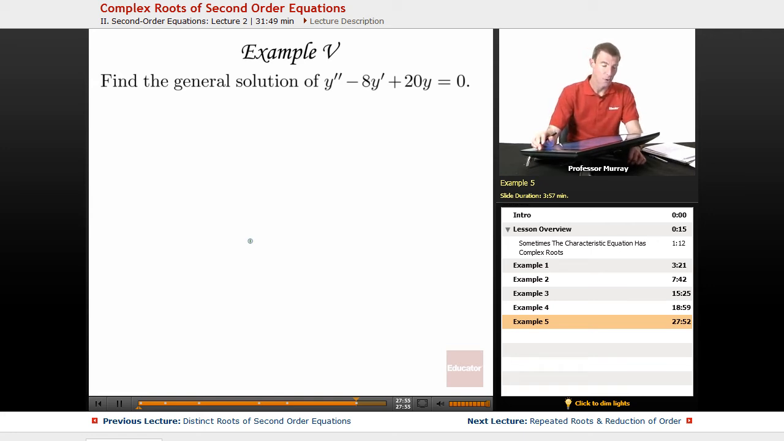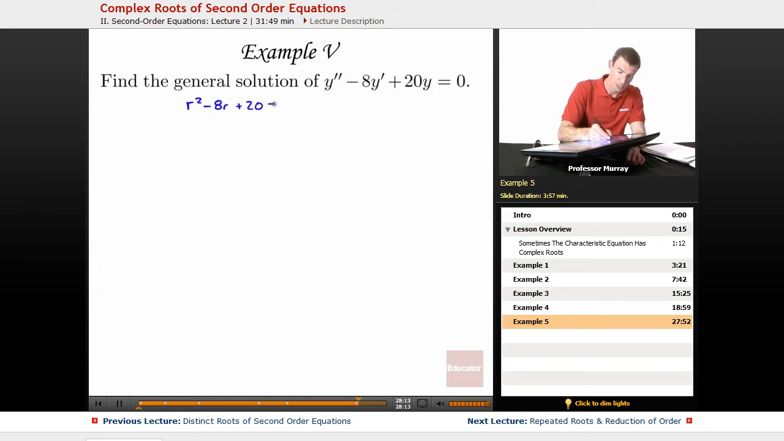So for our last example, we're going to find the general solution of y double prime minus 8y prime plus 20y is equal to 0. So as usual, when you have constant coefficients, we're going to set up the characteristic equation, r squared minus 8r plus 20 is equal to 0. So it's the same equation as the differential equation, except we've changed the y's to r's, and we've changed the derivatives to exponents. And now we would try to factor this, but it turns out it doesn't factor.